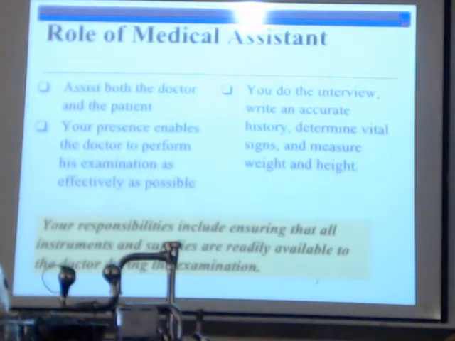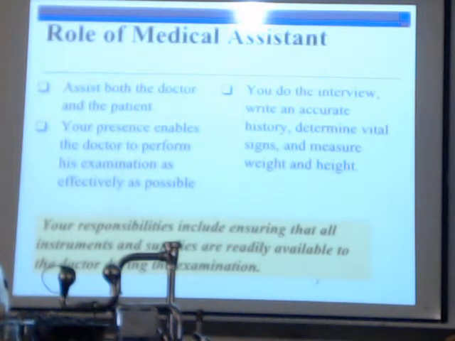Know that as a medical assistant, your job is to not only assist the doctor, but the patient. You're going to be helping them in and out of the room. You may be helping them in and out of a gown. You may be helping them with teaching them related to wound care. You may be teaching them on diet. There's lots of things that you will be assisting the patient and the doctor both with.